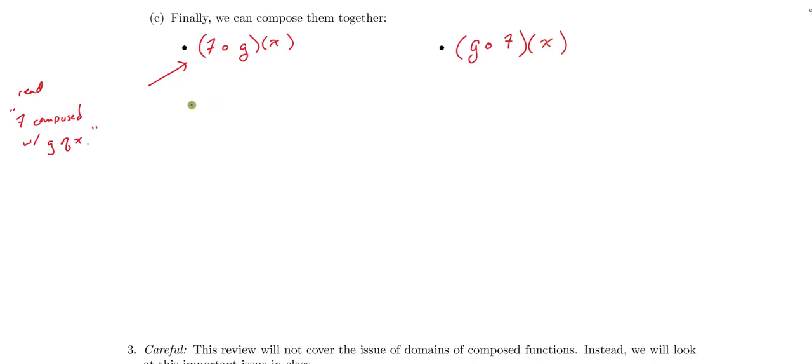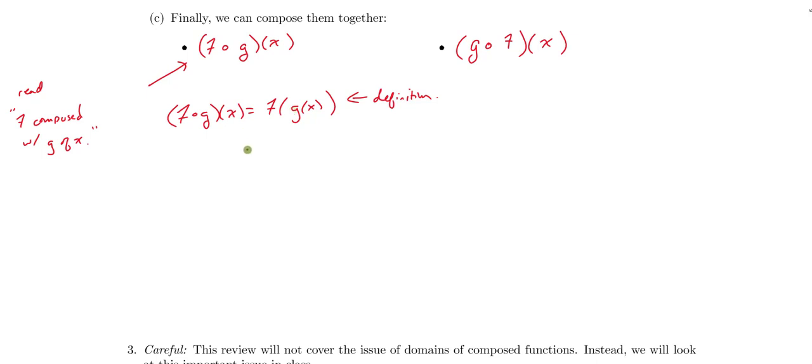So let's run through the paces here. What does f composed of g of x mean? Well, by definition, f composed with g of x is equal to f of g of x. That's from definition. So what does it mean? It means I take the function f, and everywhere I see an x in my expression f, I'm going to replace it with the function g of x.